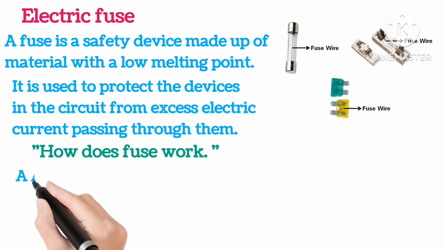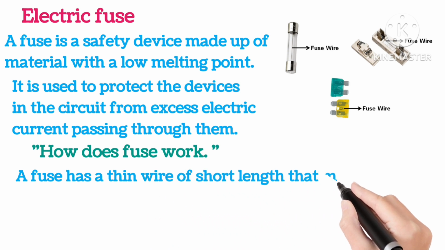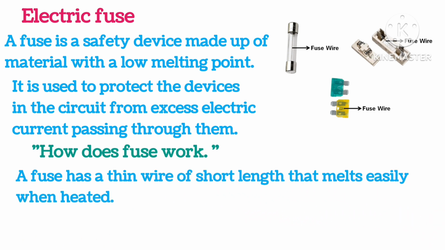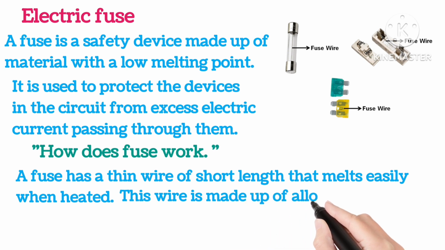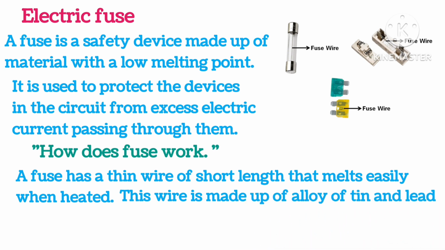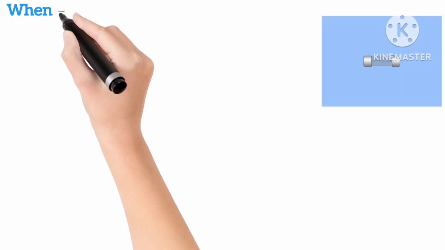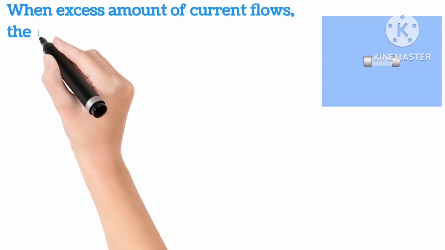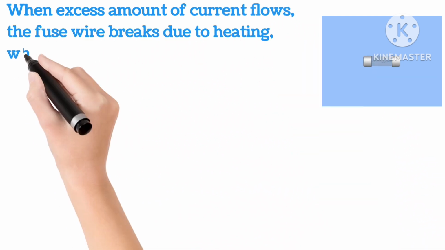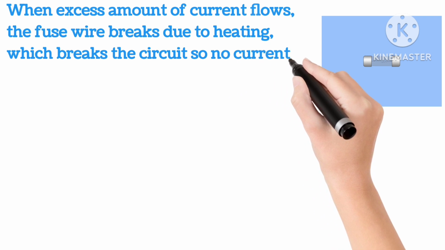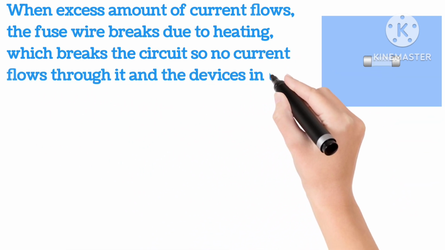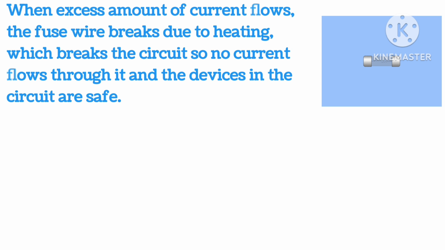How does a fuse work? A fuse has a thin wire of short length that melts easily when heated. This wire is made up of an alloy of tin and lead, which has low melting point and high resistance. When an excess amount of current flows, the fuse wire breaks due to heating, which breaks the circuit so no current flows through it and the device and the circuit are safe.